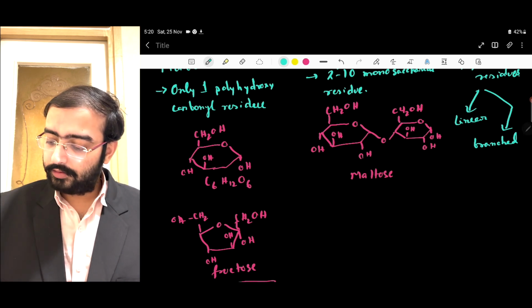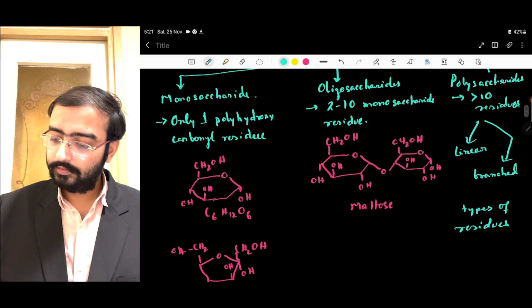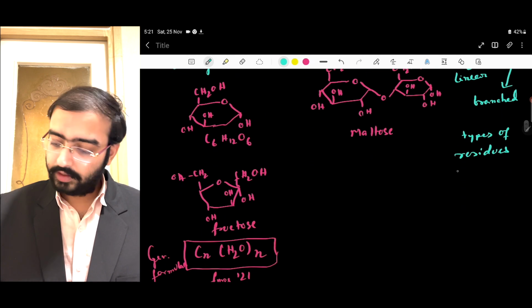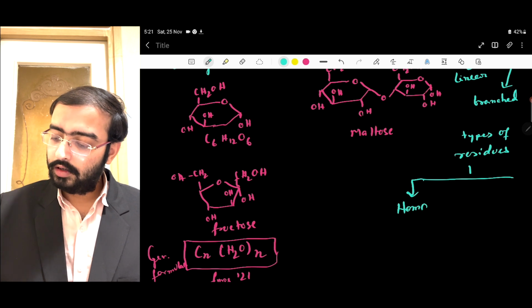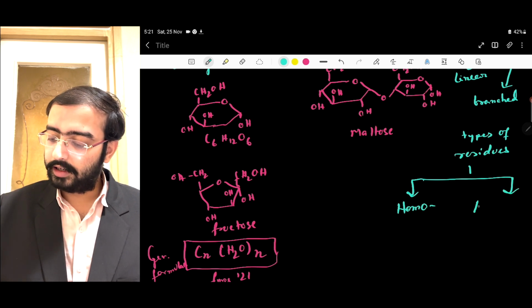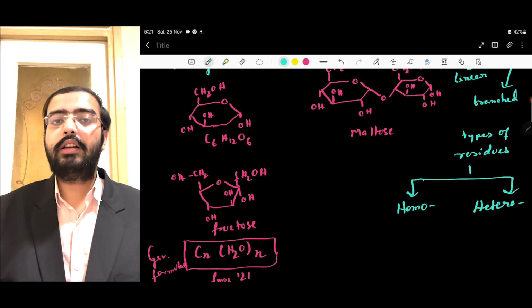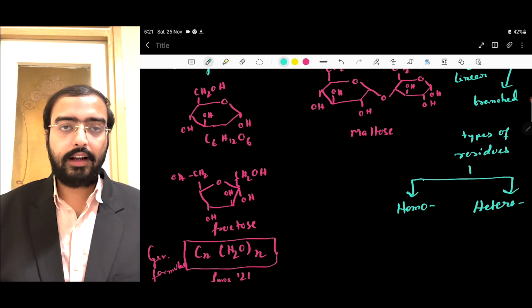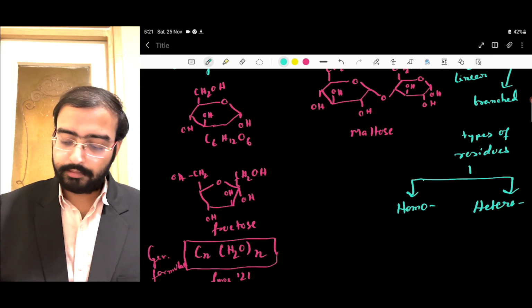And as per the types of residues present, we can divide polysaccharides again into two categories: homopolysaccharide and heteropolysaccharide. In homopolysaccharides, all the monosaccharide residues will be the same, but in heteropolysaccharides, all the monosaccharide residues will not be the same.